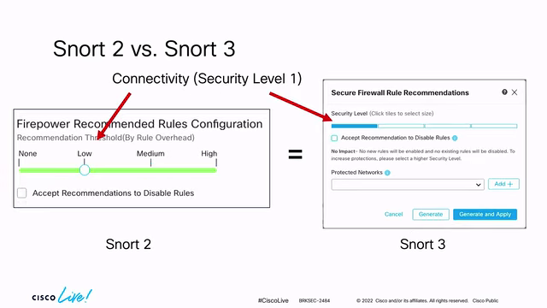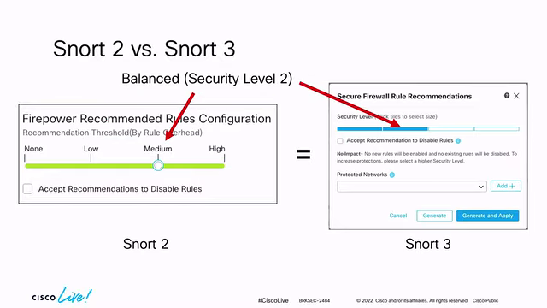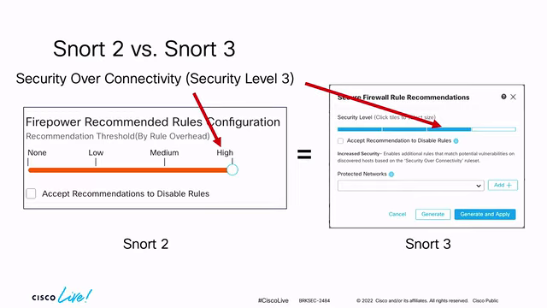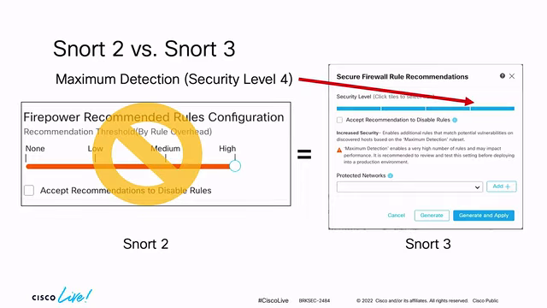Okay, so let's compare those two together, what you'd see. If you set the low overhead on Snort 2 recommendations, it's the same thing as picking security level 1 in Snort 3. Of course, we know medium is security level 2. Guess what? High is security level 3. So that's the security over connectivity rule set. Now, one thing you don't get in Snort 2 is you can't use the max detection rule set. There's no provision for that. But in Snort 3, you can.